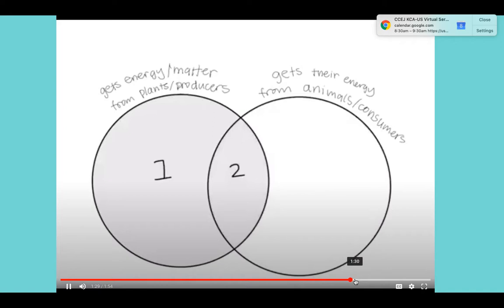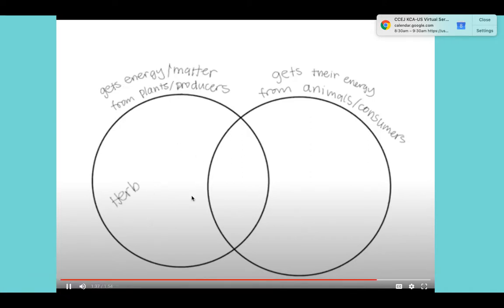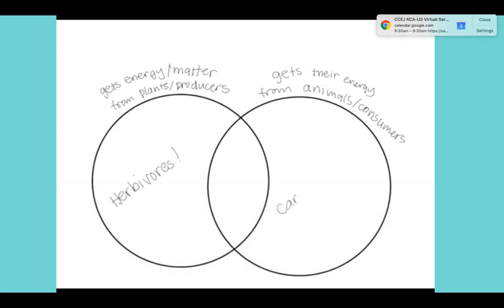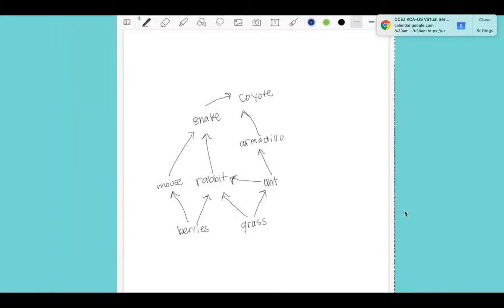All right, let's see what our answers were. So in this section, if you wrote herbivores, you are correct. We know that herbivores are organisms that get their energy or their matter from plants and producers. Carnivores get their energy from animals or consumers. And omnivores get their energy from both.